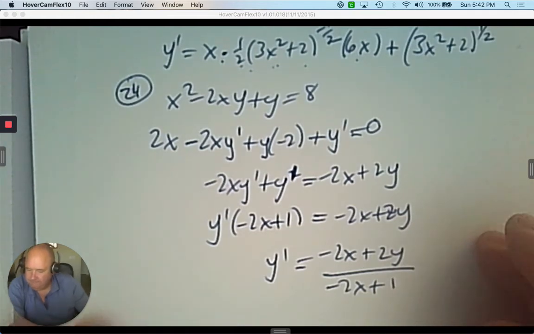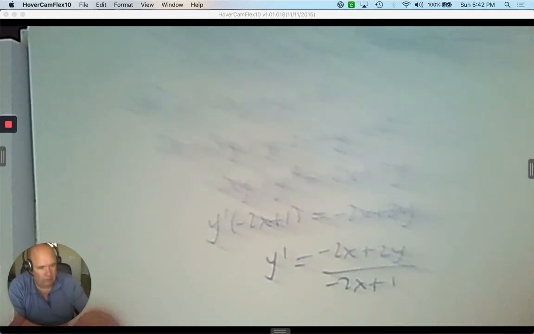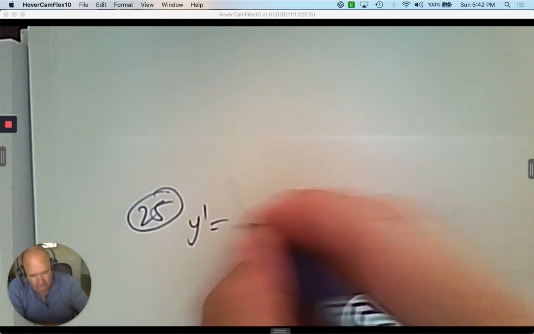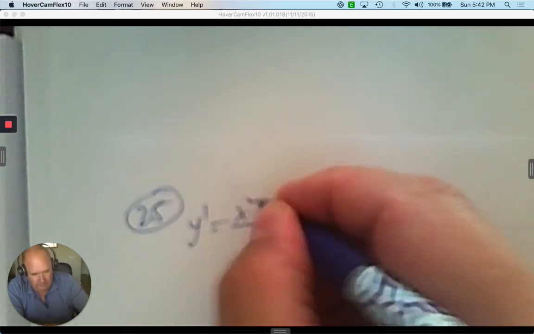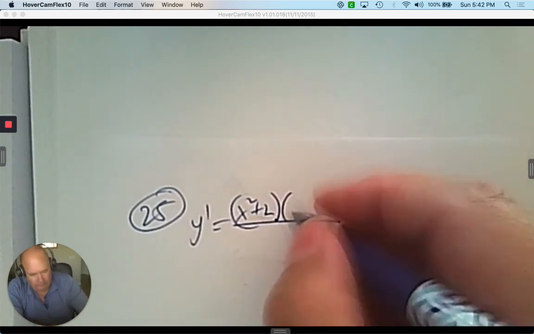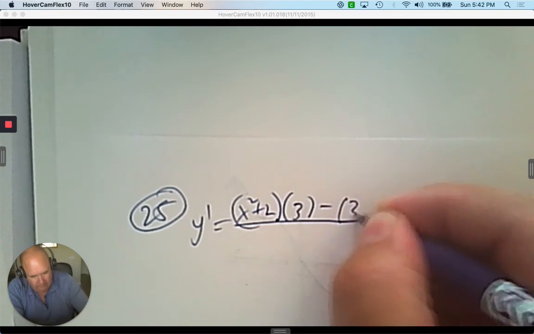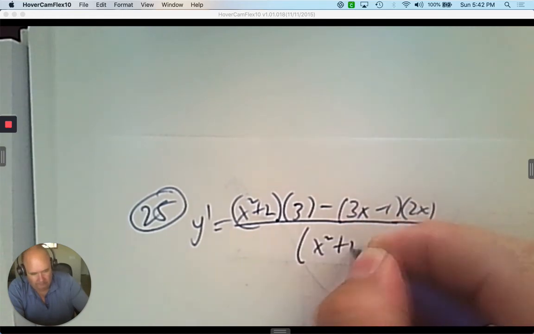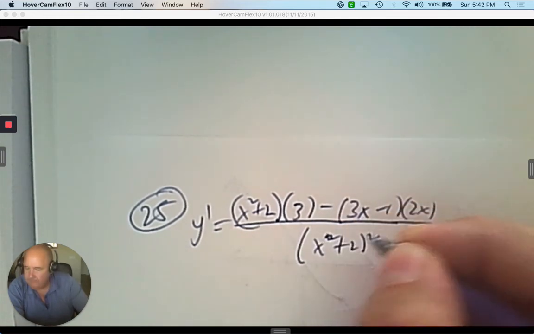25. Can you do the quotient rule? So for 25, the quotient rule is the bottom times the derivative of the top, subtract the top times the derivative of the bottom, and then the bottom squared. That's it. I don't want to simplify it.